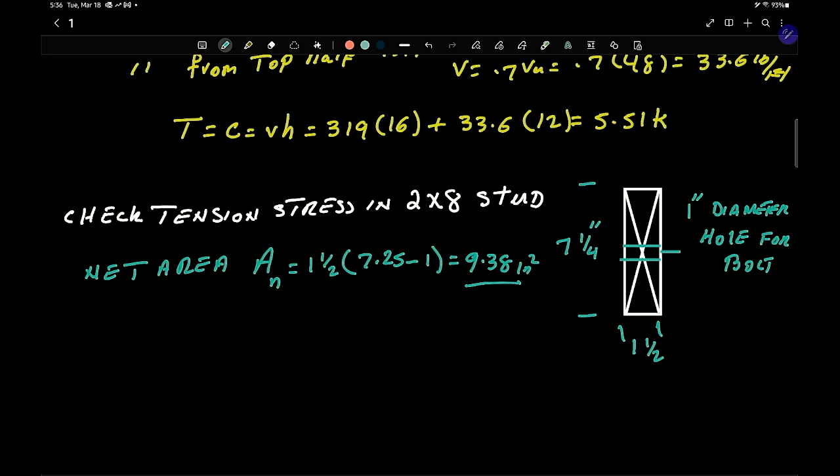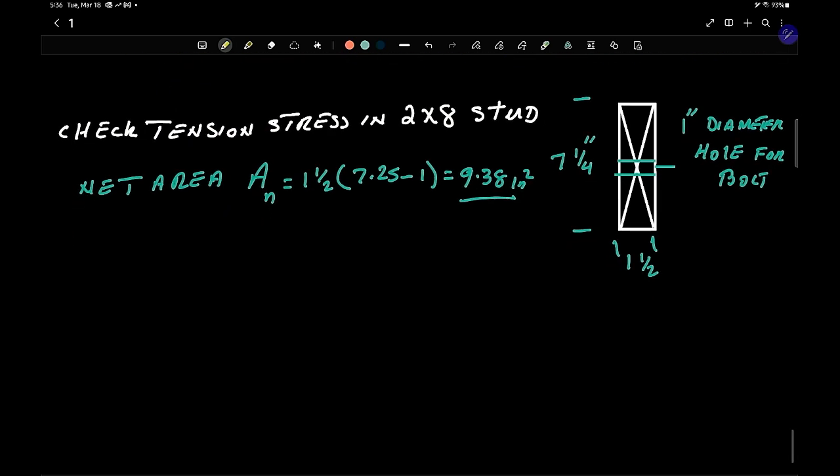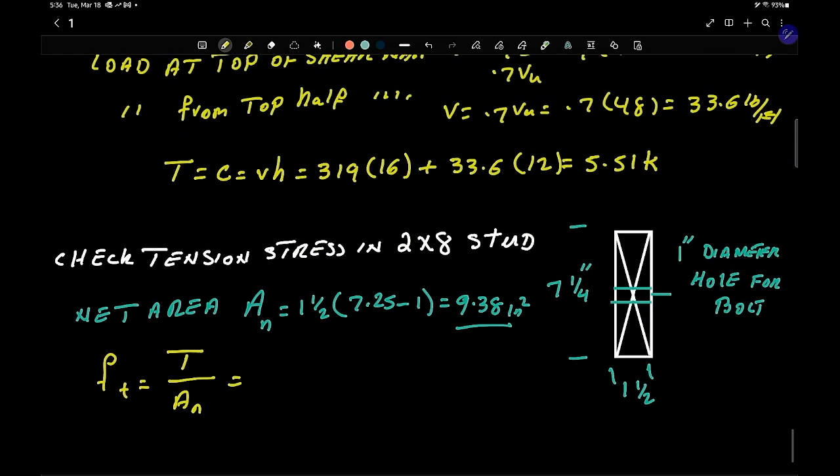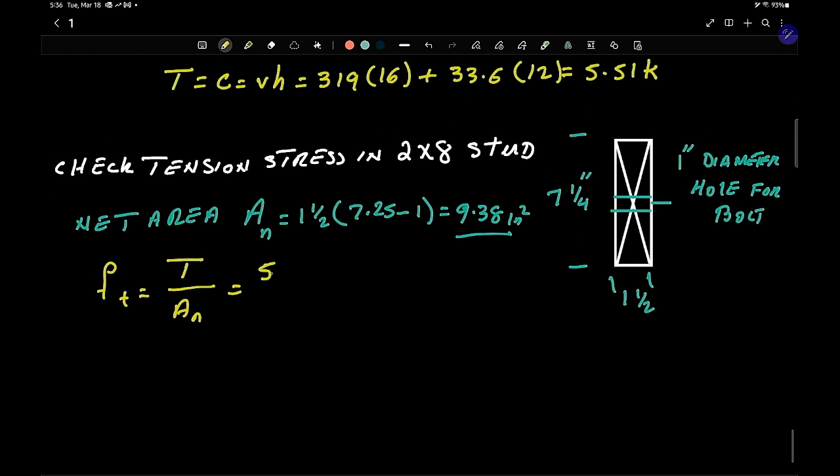So now we have the tension stress, F of T is equal to T divided by AN, and our T came out to be 5.51 kips, so that's 5,510 pound divided by 9.38 inch square. So we have ourselves a 587 psi.